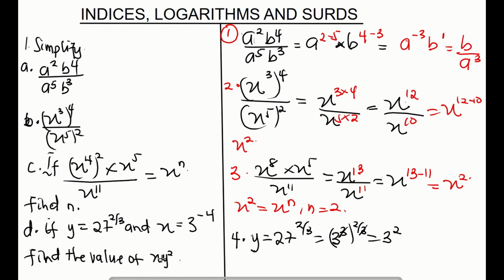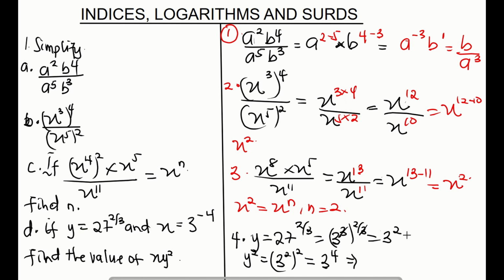The question demands that we should find xy squared. So we are going to square the y. Squaring the y, that means that we are going to find the square of 3 squared, so y squared is going to be 3 squared all squared, and 3 squared all squared is going to be 3 to the power 4. So 3 to the power 4. The question demands xy squared. But what is our x?